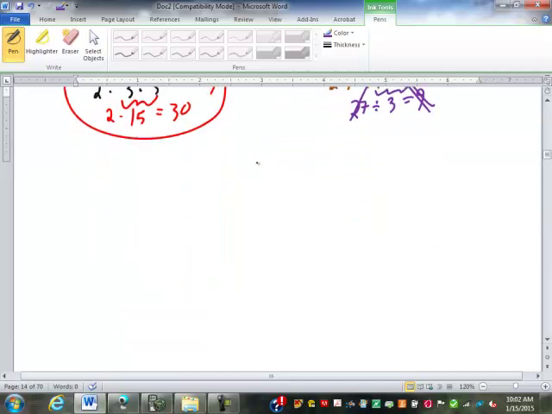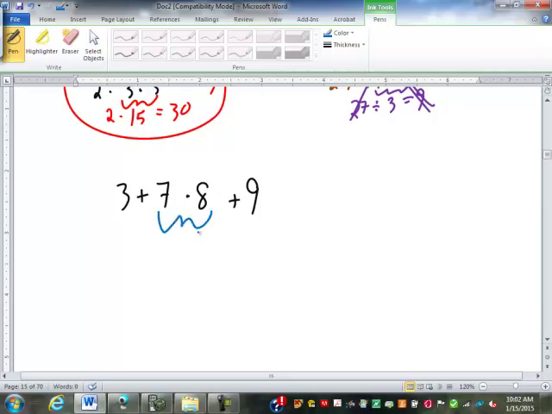Now be careful with that, because we still cannot mix operations together. If we have 3 plus 7 times 8 plus 9, we'll look at it and say, well, it's all addition and multiplication, so that's associative, we do it in any order we want to. That's not true. It's only if it's all addition or all multiplication. We can't mix and match addition and multiplication. Here, order of operations tells us we must do the 7 times 8 first.